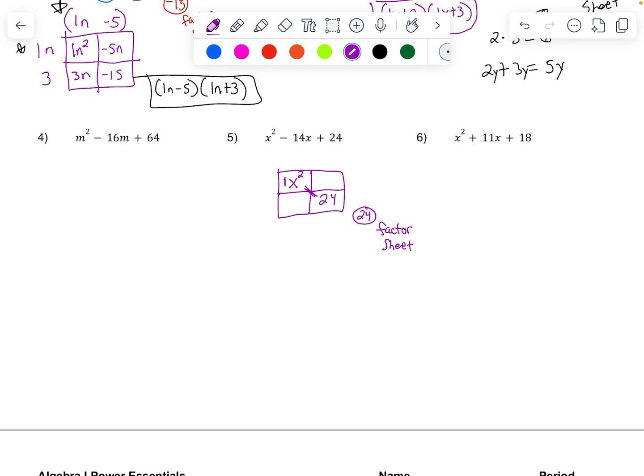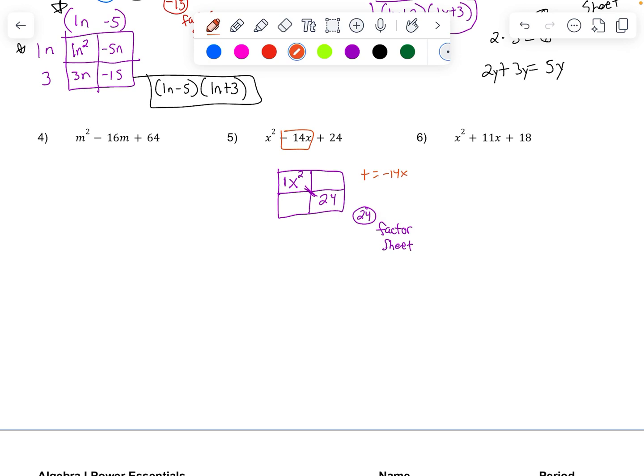So your answers that will go in those remaining two boxes are either 1 and 24, 2 and 12, 3 and 8, or 4 and 6. Once again, we might have to put a negative on one or both or neither, depending on what our middle term asks us to get. So remember, they need to add to that middle term, negative 14x. So we're trying to figure out between those four pairs and our 24, which two make a negative 14. Okay?